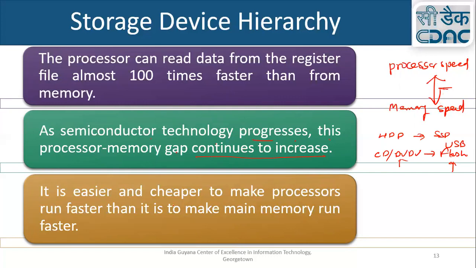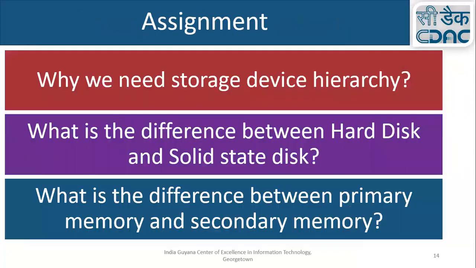Why? Because it is easier and cheaper to make a processor run faster than it is to make main memory run faster. So your CPU speed is going to be much, much faster in comparison to your memory speed.